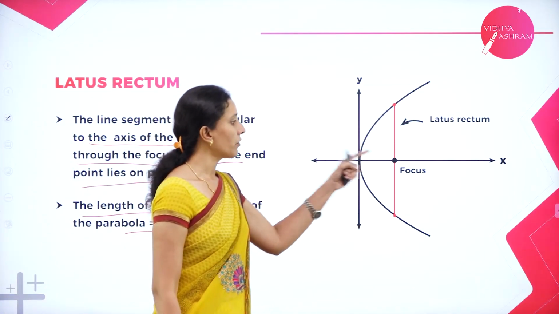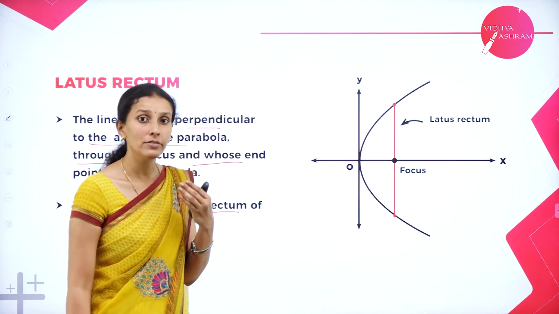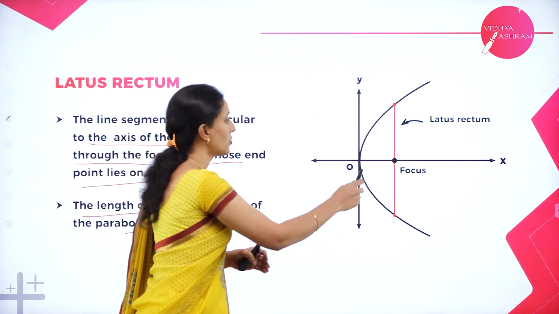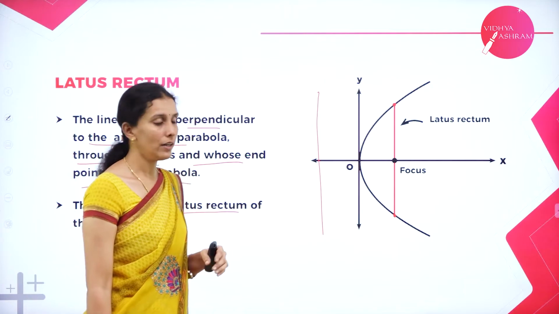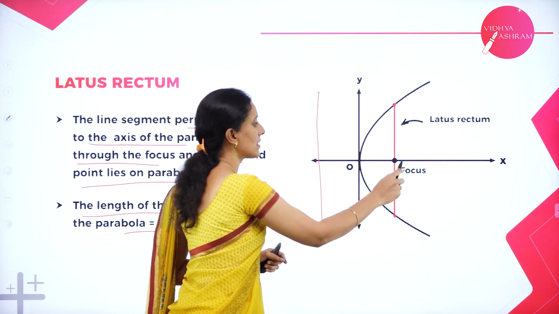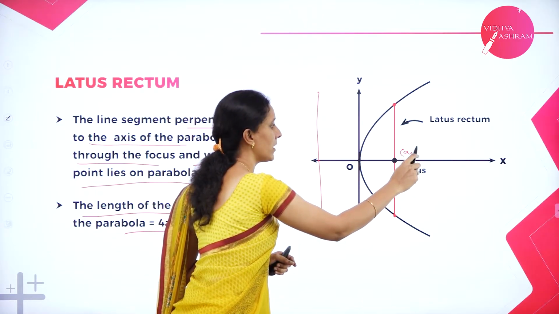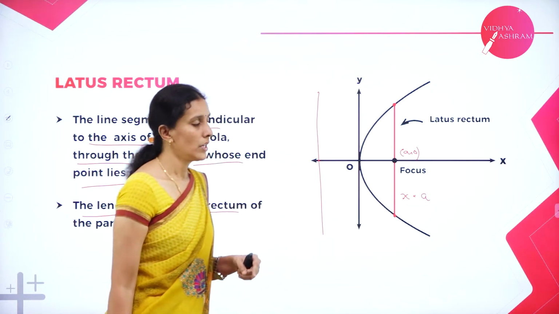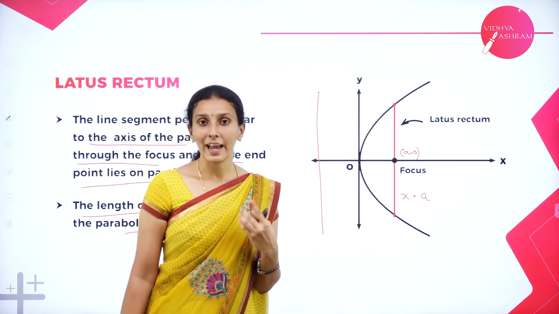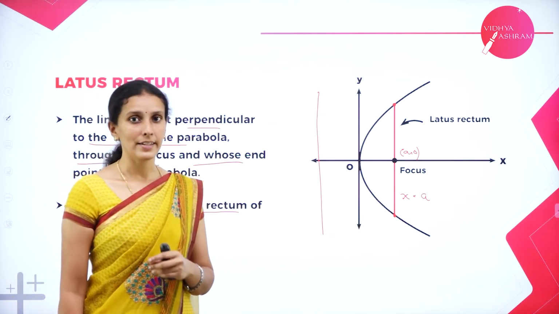Also, you can clearly write the equation of the latus rectum. If here is the focus, then the directrix will be here. If the focus is a comma 0, then the equation of this line can be written as x is equal to a. So this is the general equation we can write for a latus rectum.